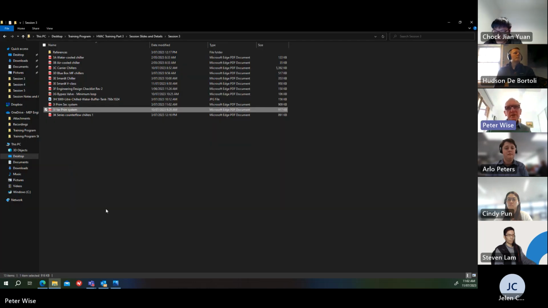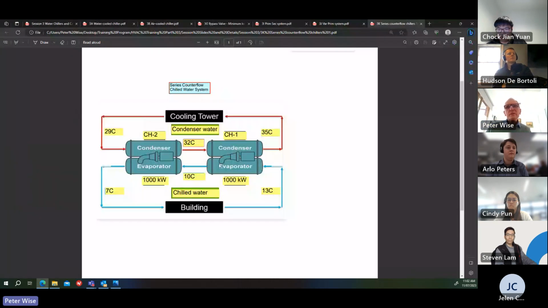So this is a series counterflow. In this case, the chillers are installed in series. So the chilled water flows through one chiller and then through the other one. So in the first chiller, it might go from, say, 13 to 10. In the second chiller, 10 to 7. And the cooling tower, the condenser water circuit is counterflow, so it goes in the other direction.